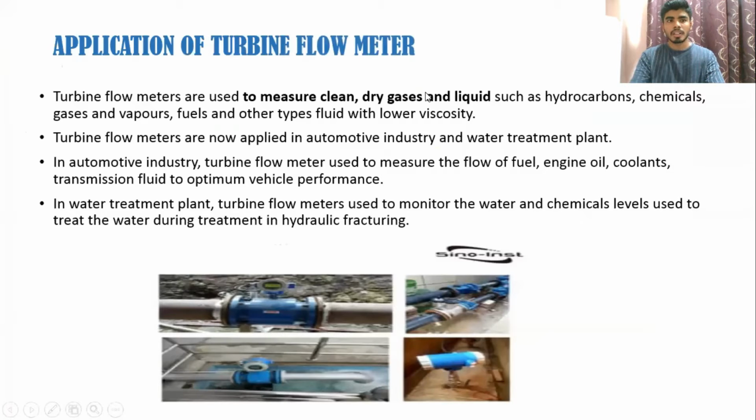Turbine flow meters are used to measure clean, dry gases and liquids such as hydrocarbons, chemicals, gases, vapors, fuels, and other types of fluid with lower viscosity. So turbine flow meters are now applied in many industries. Now I'm going to explain the application in the automotive industry and also the water treatment plant.